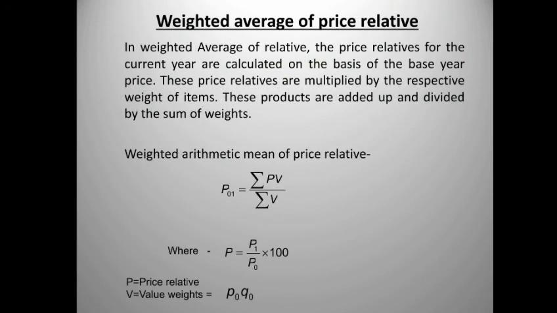Weighted average of price relative. In weighted average of relatives, the price relatives for the current year are calculated on the basis of the base year price. These price relatives are multiplied by the respective weights of items. These products are added up and divided by the sum of weights. Weighted arithmetic mean of price relative: P01 is equal to sigma PV divided by sigma V, where P is equal to P1 divided by P0 into 100. P stands for price relatives and V stands for value weight, which is P0 into Q0.